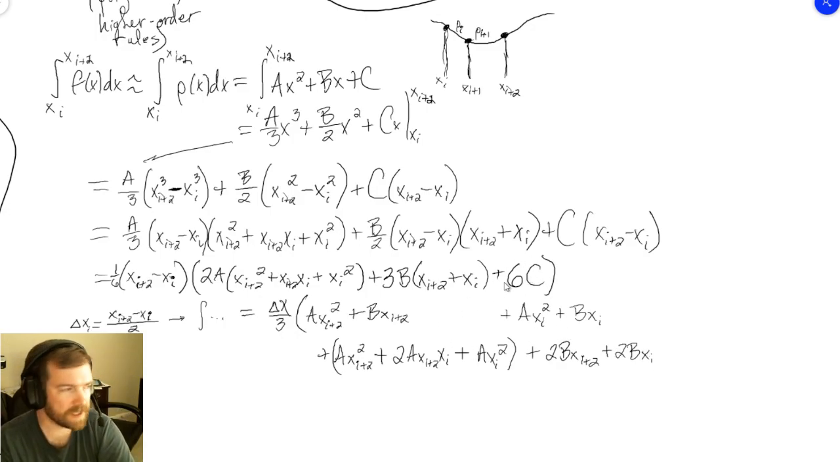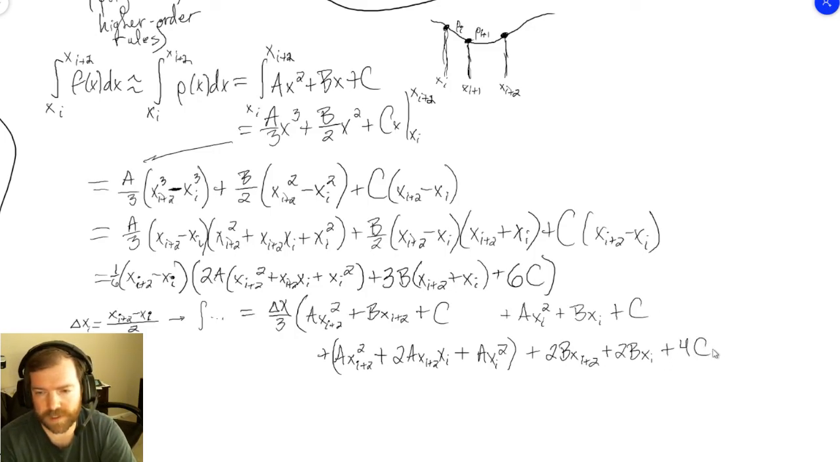Alright, then the 6 c's are going to be broken up into 1 c here, 1 c here, and 4 c's down here. Yeah. I know, right? I was not expecting this.